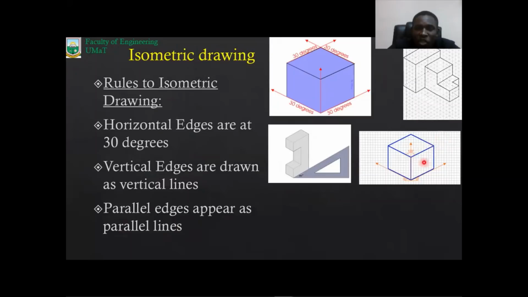So this side of the cube and the other side of the cube are still parallel. This line of the block and this one are still appearing as parallel. And the same goes for all the other drawings, even the one here on the ISO sheet. The vertical ones still remain vertical.